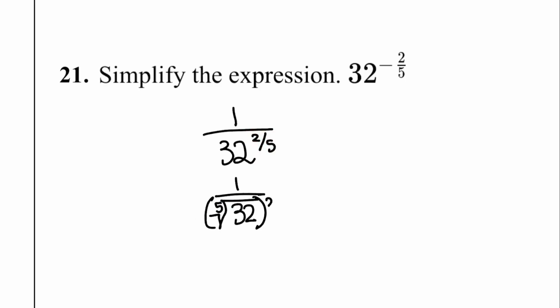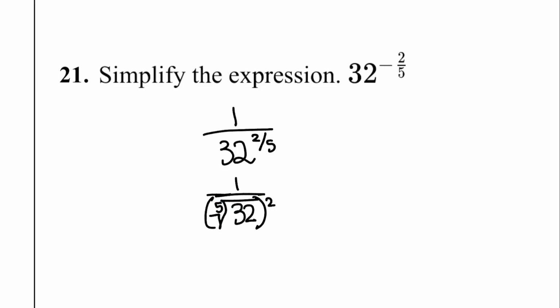So when we look at a negative rational number in the exponent, the negative is going to make our base go to the denominator. So this is going to become 1 over 32 to the positive 2/5 power. This number here is going to become the index of our radical, and this is going to be the exponent. So this is going to become the fifth root of 32 squared.